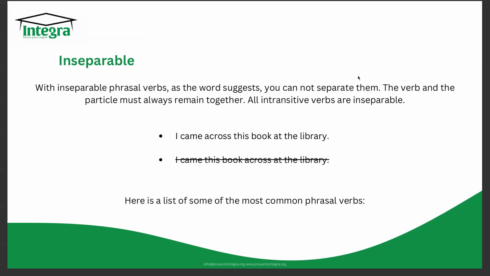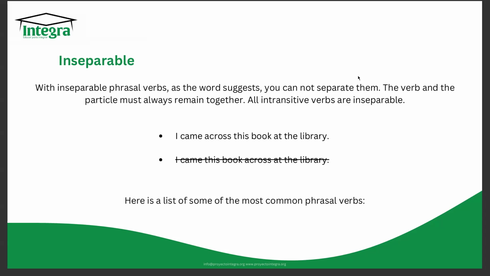So for example, we have I came across this book at the library. Came across is like to stumble upon, to find, mostly unexpectedly. You weren't expecting to find this, but you did. So I came across this book at the library. We have came across, we have this book, which is the direct object. I came across this book at the library.